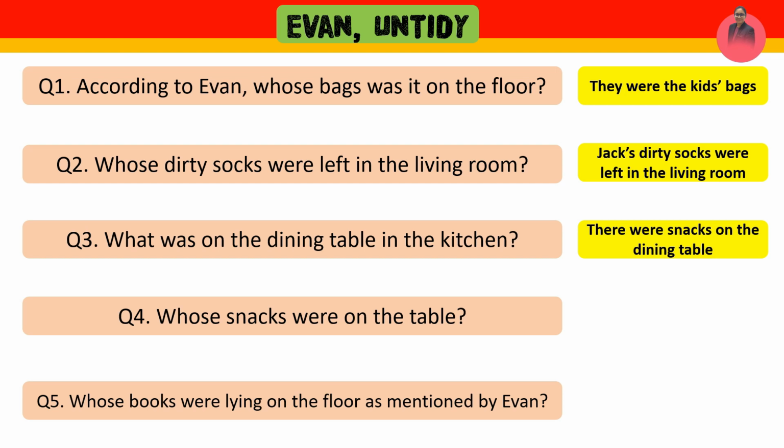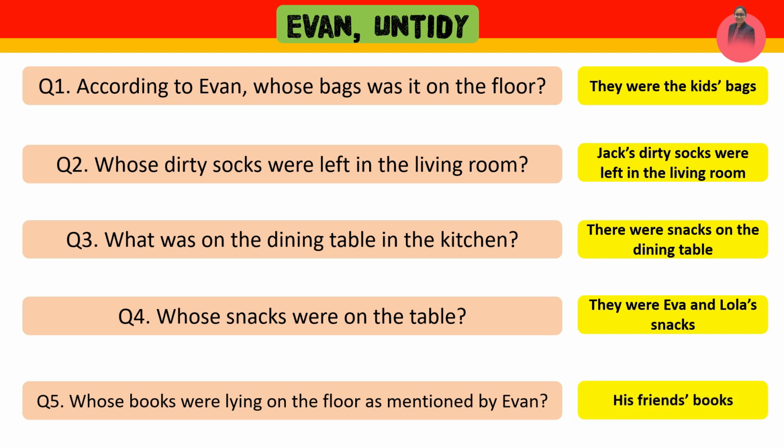Whose snacks were on the table? They were Eva and Lola's snacks. And finally, whose books were lying on the floor as mentioned by Evan? His friend's books. If you have done this correctly, well done!